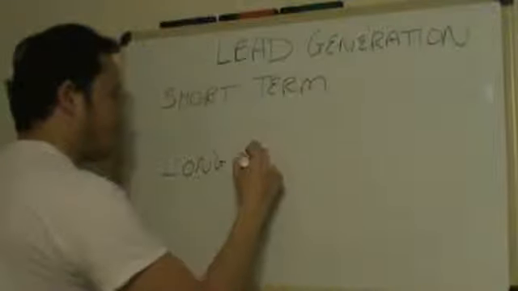So what's lead generation? Lead generation is basically nothing more than advertising for your product or for your service, okay? So there are typically 2 ways to perform lead generation online. The first one is a short-term lead generation technique, and the second is long-term. Okay.